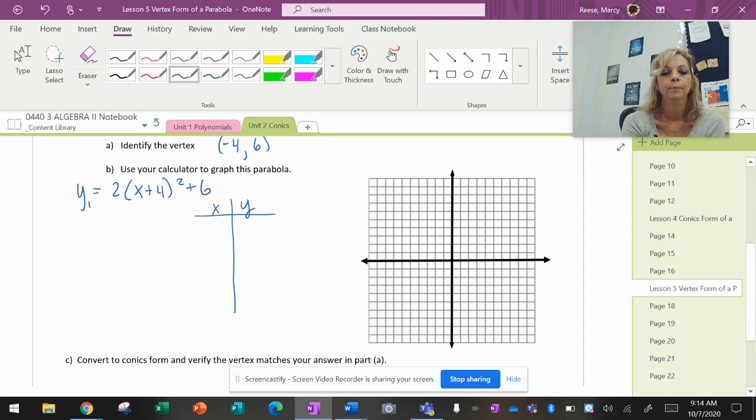Okay, so hopefully you put it in. All right, now what I want you to focus on is, I want you to go to the table, and I want you to go to -4, 6, remember, that's the vertex, and I want you to look at the numbers that are on either side of it.